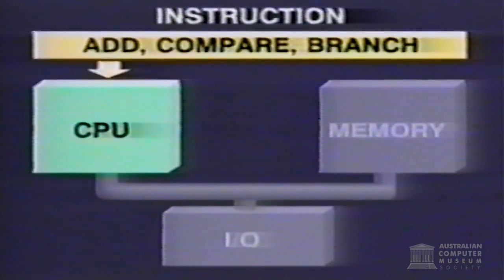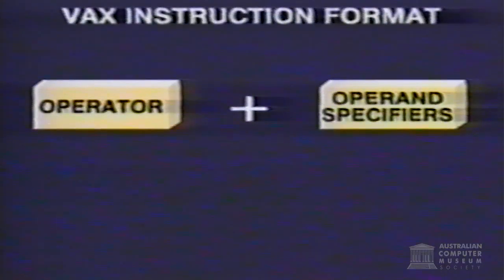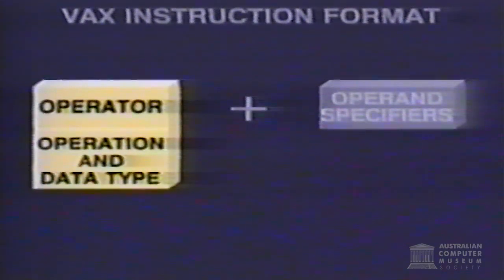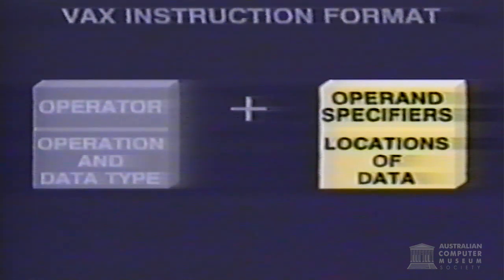Let's look at the general format of a VAX instruction. VAX instructions typically contain 2 parts: an operator and 1 or more operand specifiers. If no data is referenced, no operand specifiers are needed. The operator defines the operation to be performed and the data type to be manipulated when the instruction is executed by the CPU. The operand specifiers define the locations of the data to be operated upon by the CPU.